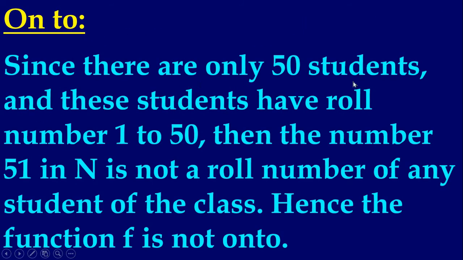Now we verify whether it is onto function. Since there are only 50 students and these students have roll numbers 1 to 50, then the number 51 in N is not a roll number of any student of the class. Hence the function is not onto. Therefore number 51 is not related to any element, so this function is not onto.